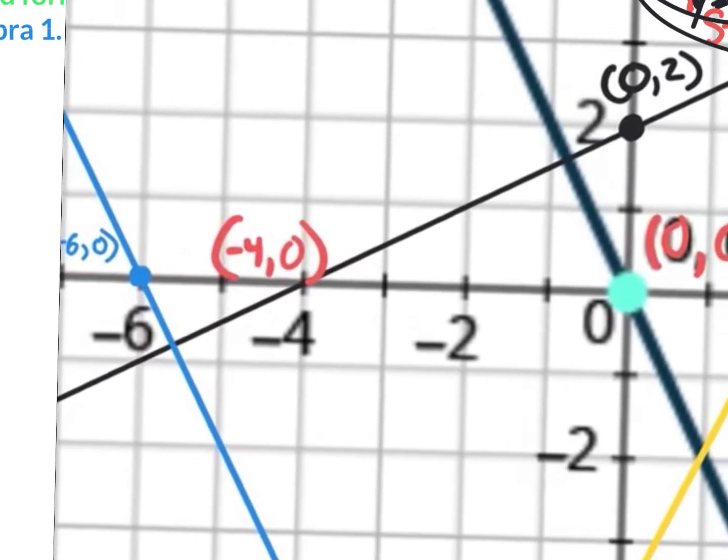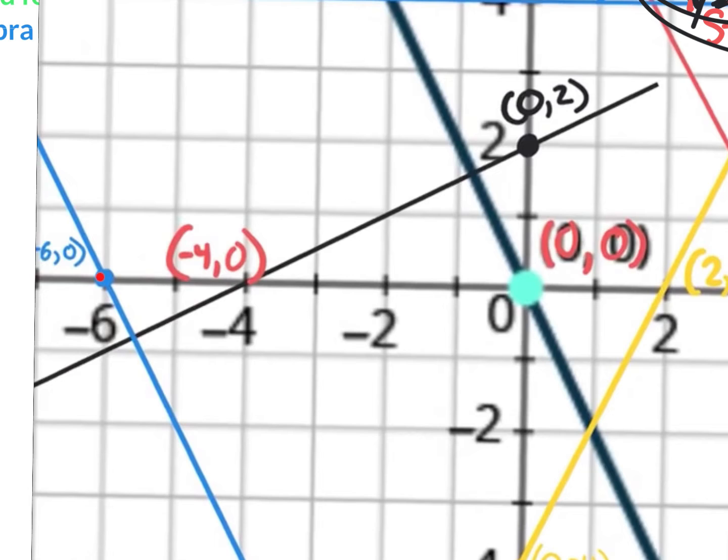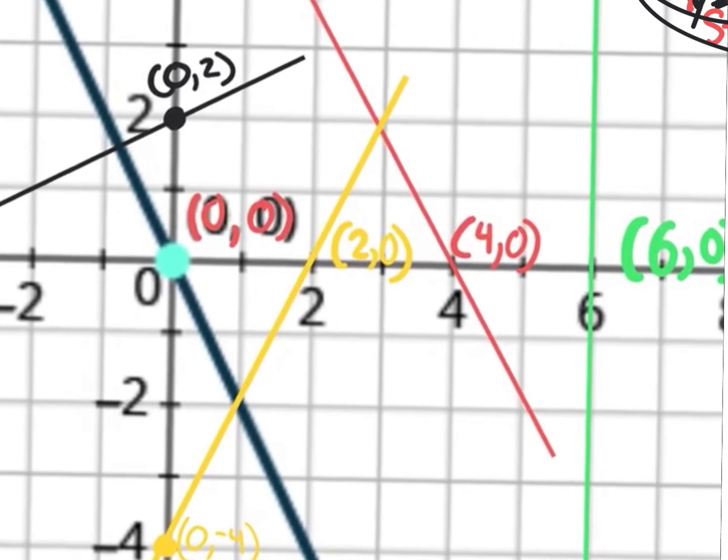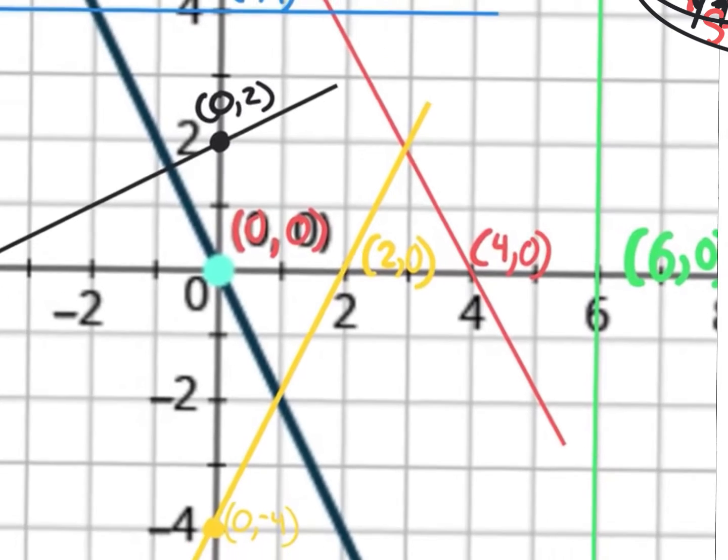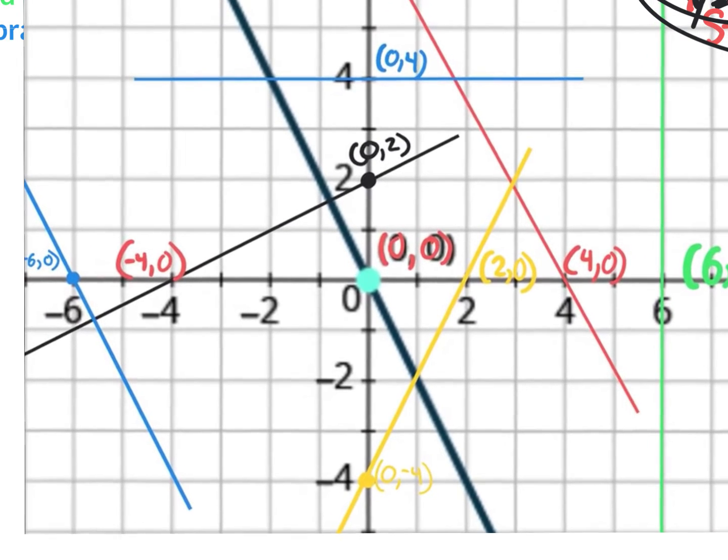Now, if we look at that blue line, it crosses the x-axis at the location -6, 0. If we look at this black line, it crosses the x-axis at -4, 0. This line right here crosses the x-axis at 0, 0. The yellow line crosses at 2, 0. The red line crosses at 4, 0. The green line crosses at 6, 0. What could you tell me about all of those x-intercepts? Anything stand out? Anything special? All the y values are 0, right? That's 0. This one over here is 0. This is 0. All the y values are 0, and that's not coincidence.